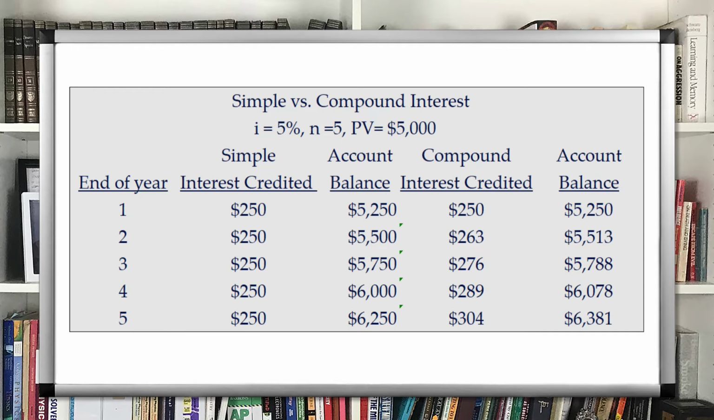This table illustrates the simple and compound interest computations, assuming an interest rate of 5% compounded annually. The table shows the amount that you would accumulate after 5 years under both methods of crediting interest to your account. So starting with $5,000 today, we would accumulate $6,381 by the end of year 5 using the compounding method versus $6,250, or $131 less, using the simple interest approach.